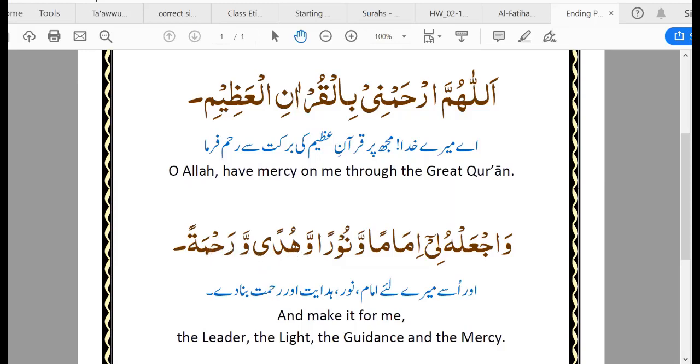And make it for me the leader, the light, the guidance, and the mercy.